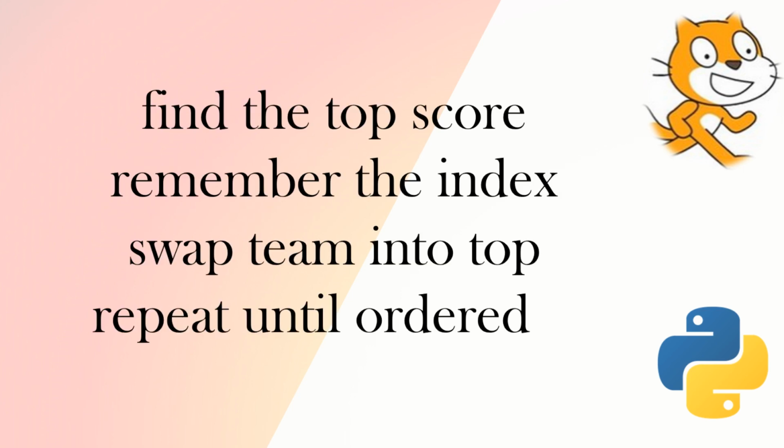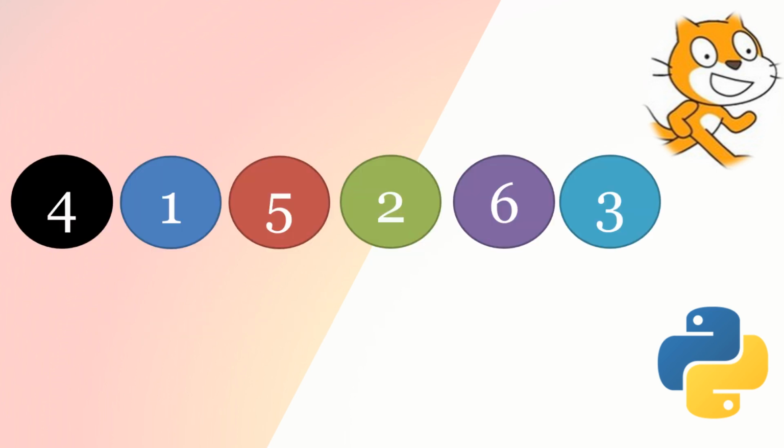There are many different solutions to problems, and in this example of putting numbers in order, we have a few choices that we could take. Now our problem, we're going to separate it into finding the top score, remembering where that is using the index of a list, swapping that into the top place, and then repeating that with the remaining teams. So we go from first, second, third, fourth, fifth, and the 6th team will be in the correct place.